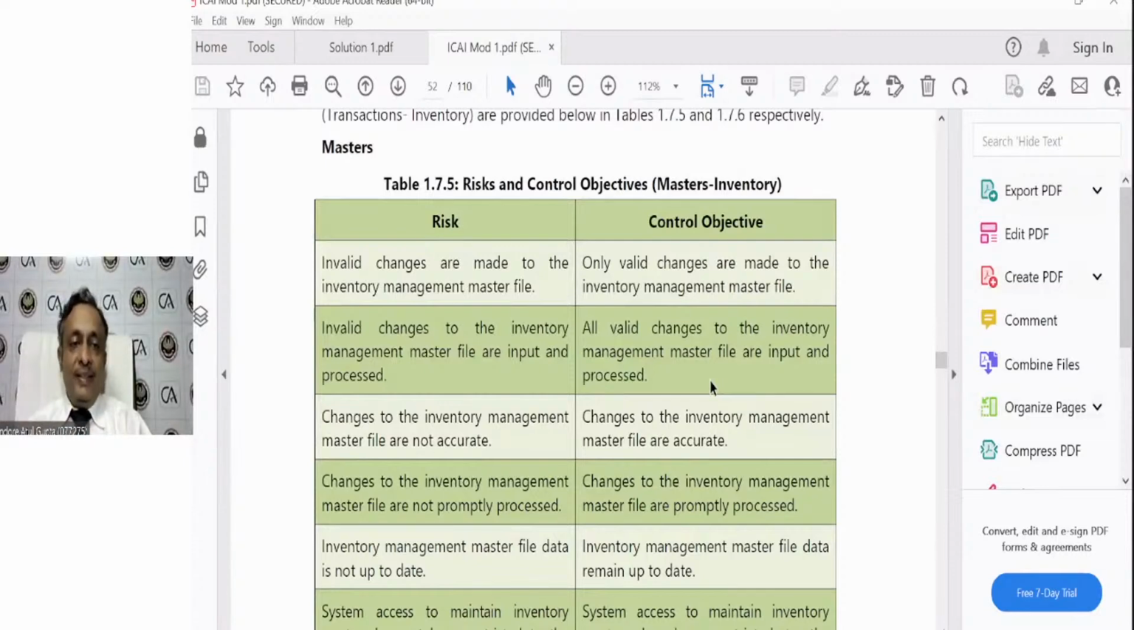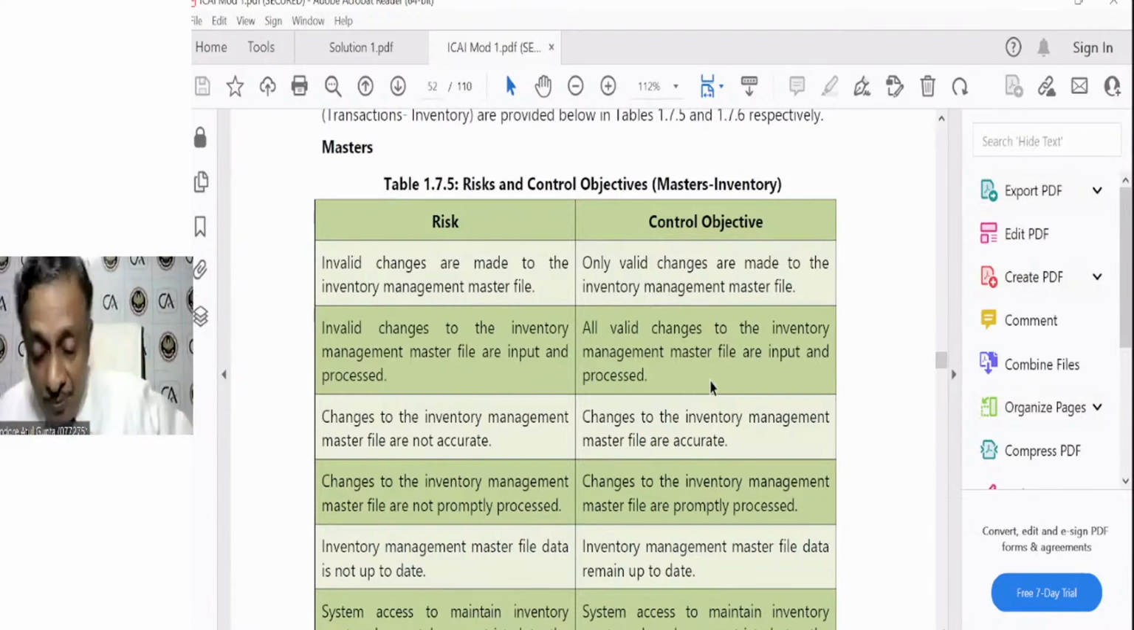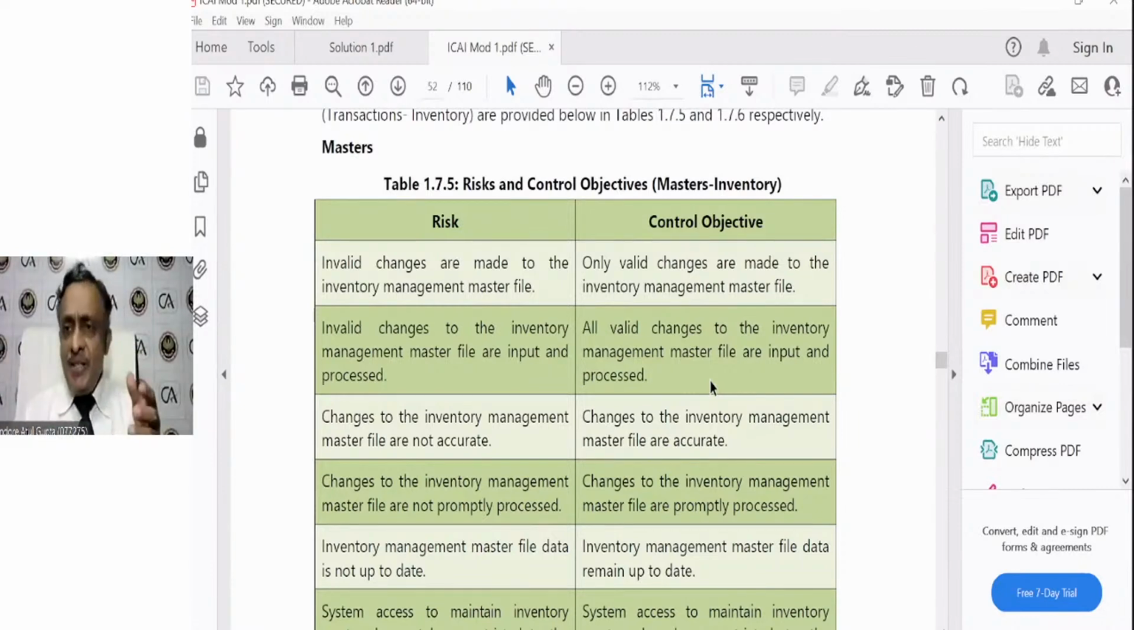Then invalid changes to inventory management master file are input and process. We have talked about this. Changes to inventory management master file not accurate again. Changes to inventory master could be what? There could be change in my maximum minimum reorder level. There could be change in the taxation part. Suppose government changes the applicable GST on the item. So then I need to update my inventory. I need to update the levels based on my production process may be redefined. That may change my levels of inventory.